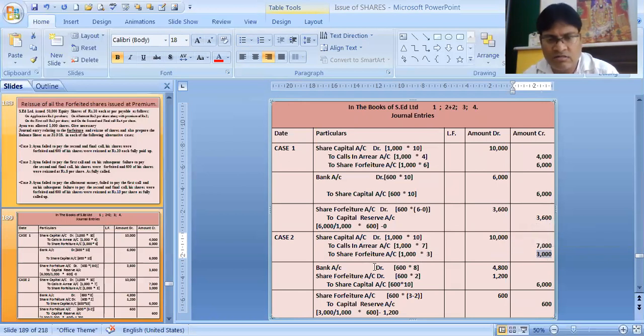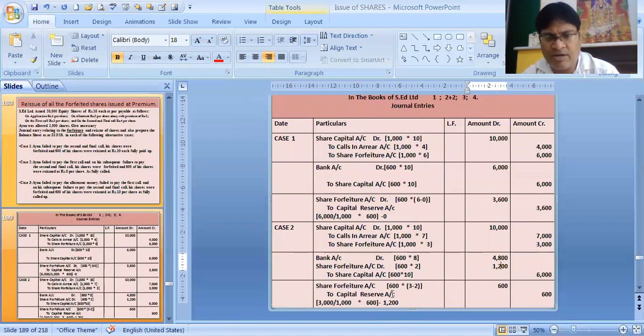Bank account, then when we are reissuing the shares, 600 shares, 4,800, 600 into 8 rupees per share. The loss was 2 rupees per share. Why? Because 10 rupees shares we have reissued at 8. So 2 rupees loss, 1,200, is share forfeiture. And share capital, the amount fully called, 600 into 10, 6,000.